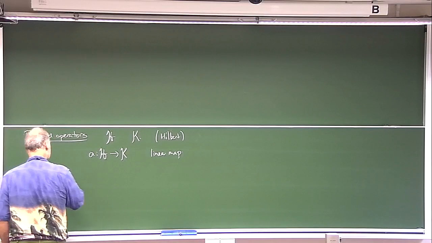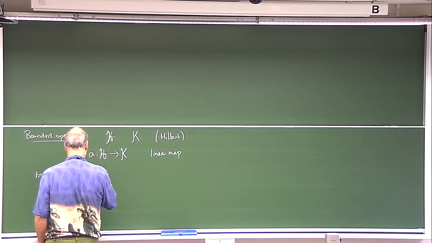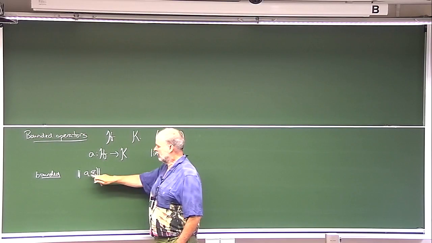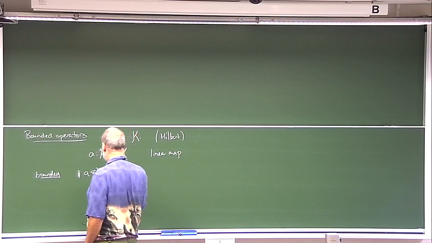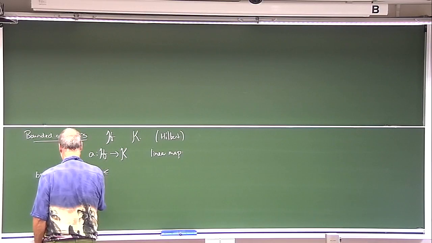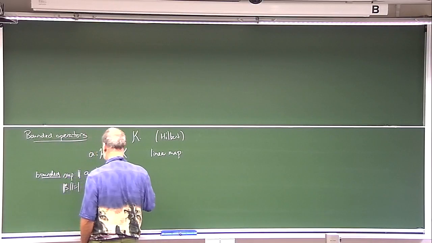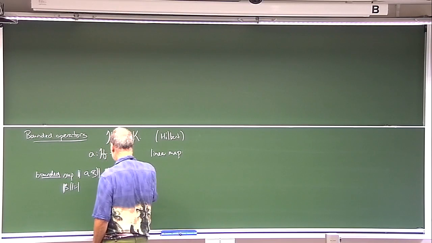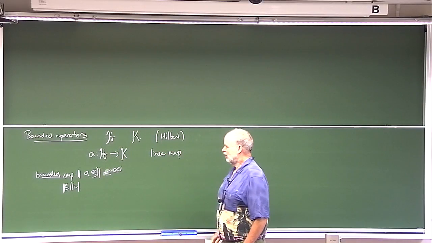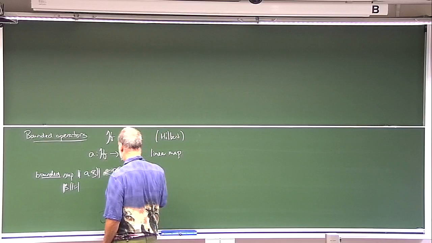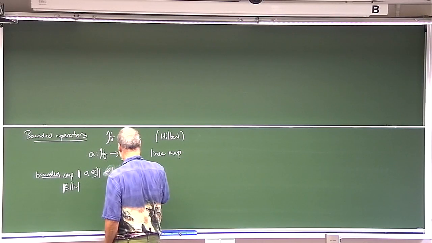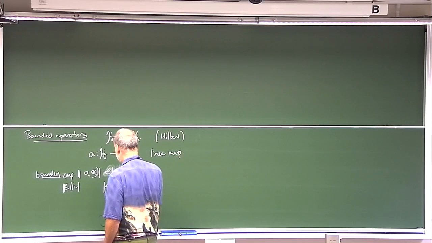This doesn't need any specification, but to say that it's bounded means the following: if we look at all of the unit vectors in H and we take the length of A psi, then the supremum over all unit vectors is less than infinity. If it is less than infinity, then we call that number, say K, the norm of A.